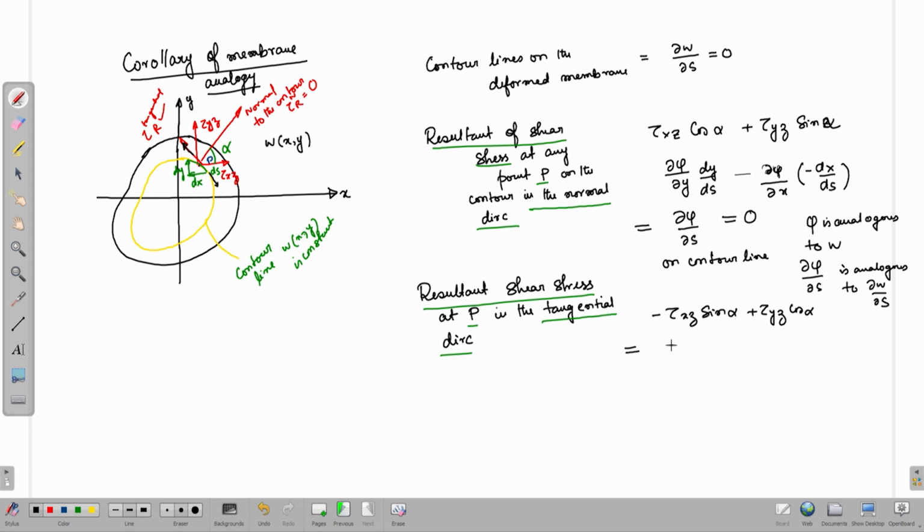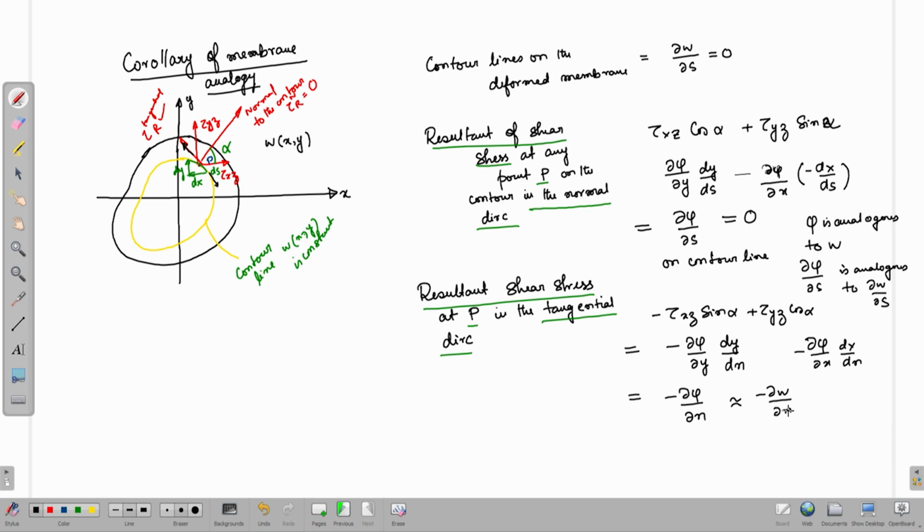So, we do the same thing. Tau x z can be written as del phi by del y, and tau y z is minus del phi by del x. Now, in place of sin alpha, I can write this as dy by dn, where n is the elemental distance in the normal direction, and cos alpha can be written as dx by dn. So, this whole together can be written as minus del phi by del n, which is analogous to minus del w by del n.